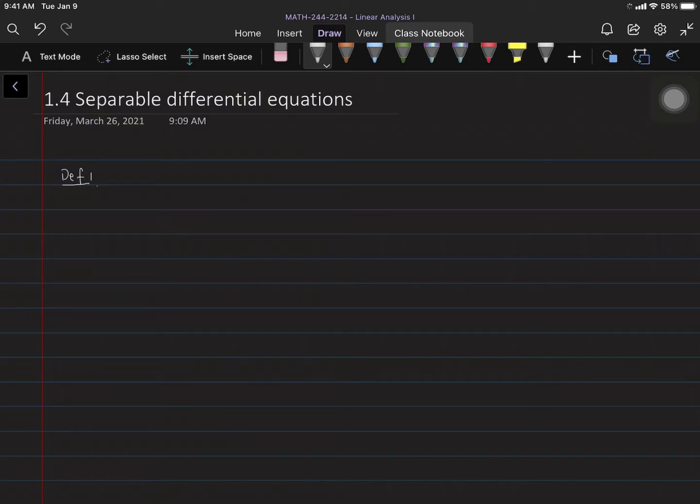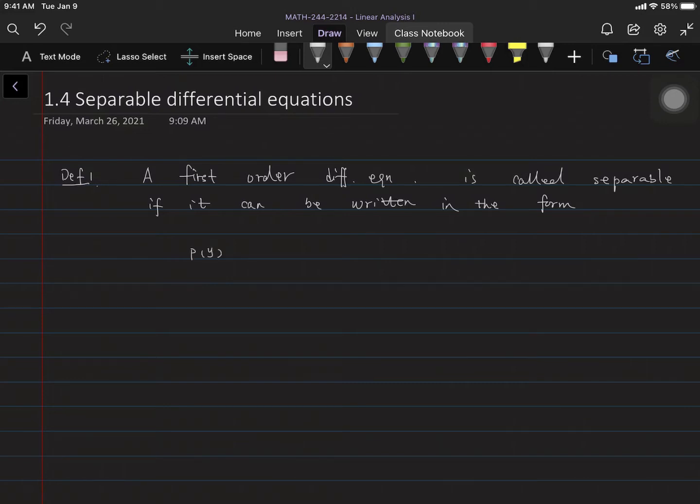Firstly, it is a first order differential equation. A first order differential equation is called separable if it can be written in this form. In this form, we can separate y and x. So let's take a look. It's going to be like this way.